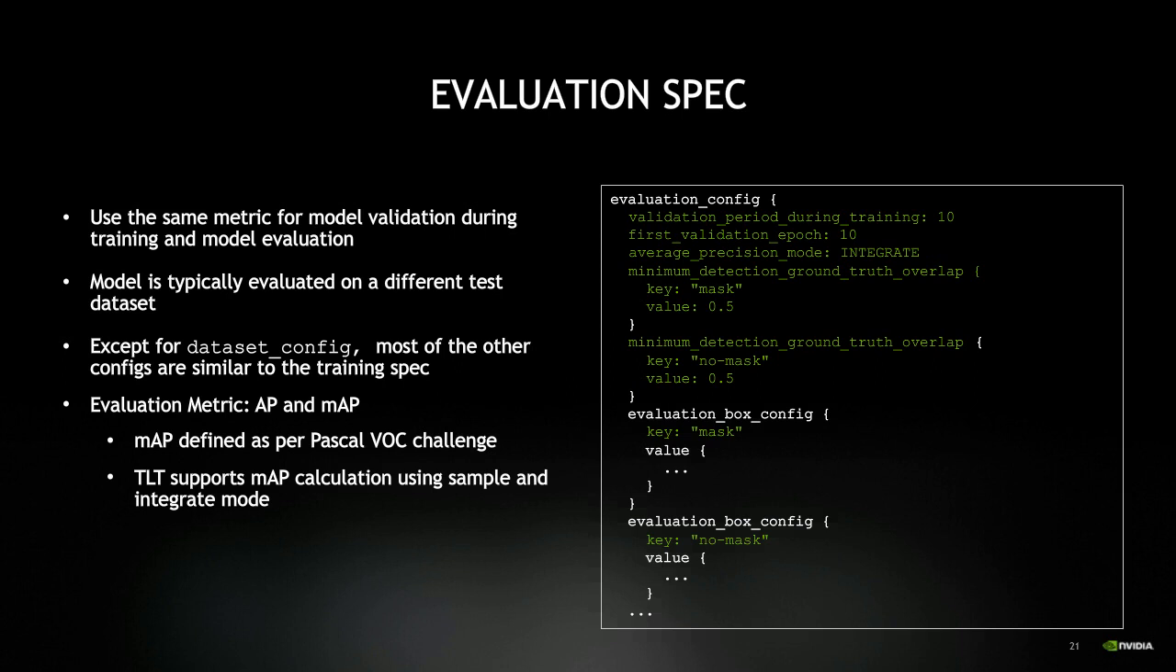For evaluation, TLT uses average precision and mean average precision metric, or mAP. The mAP is defined as per the Pascal VOC challenge, with mAP calculation using the sample method or the integrate method. The spec shown on the right shows validation every 10 epochs, with the first validation starting at the 10th epoch. The ground truth overlap for both classes is set to 0.5. For other parameters, you can leave the default value that's provided in the sample spec file. To learn more about the different options, read the spec file chapter of the TLT Getting Started manual.